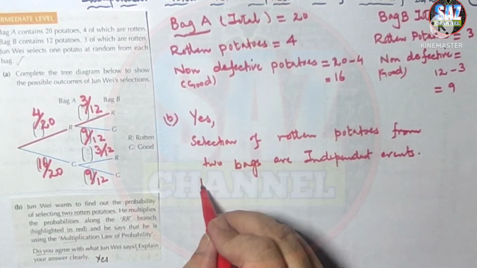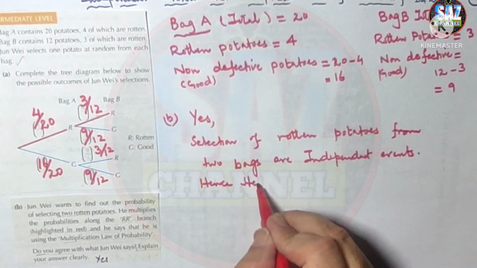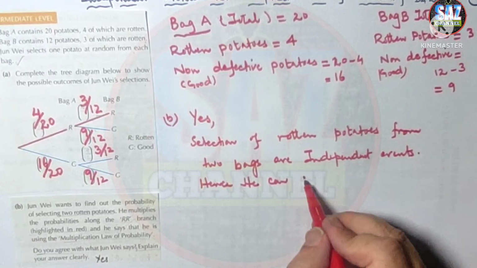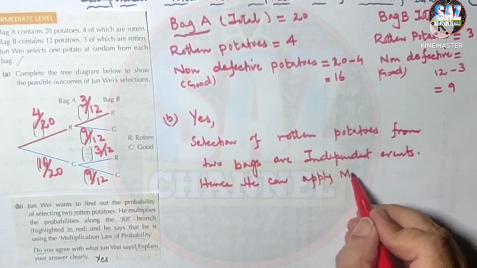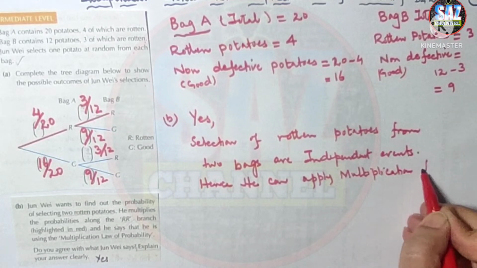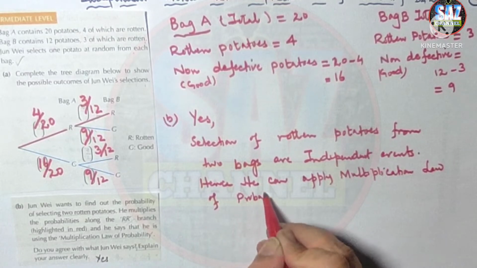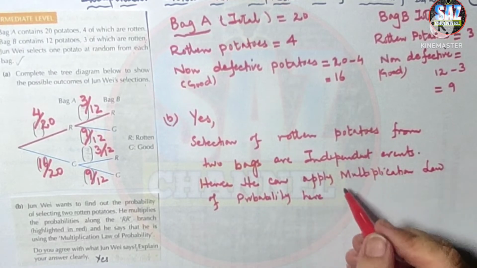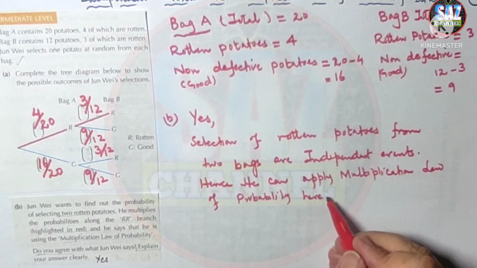Hence he can apply, or Janvi can apply, the multiplication law of probability here to get the answer for our rotten situation.